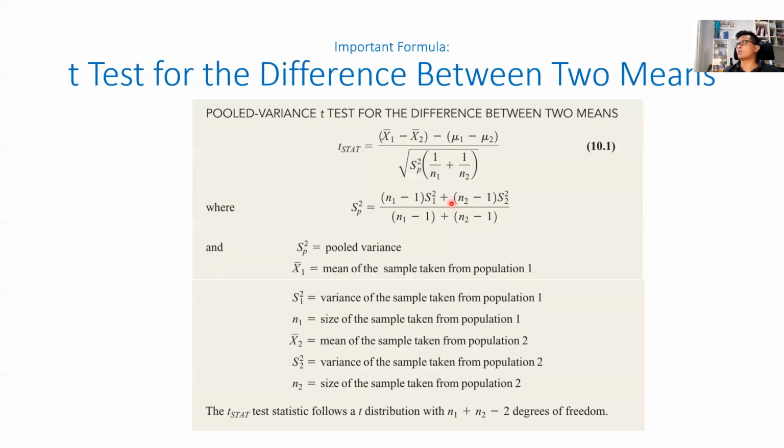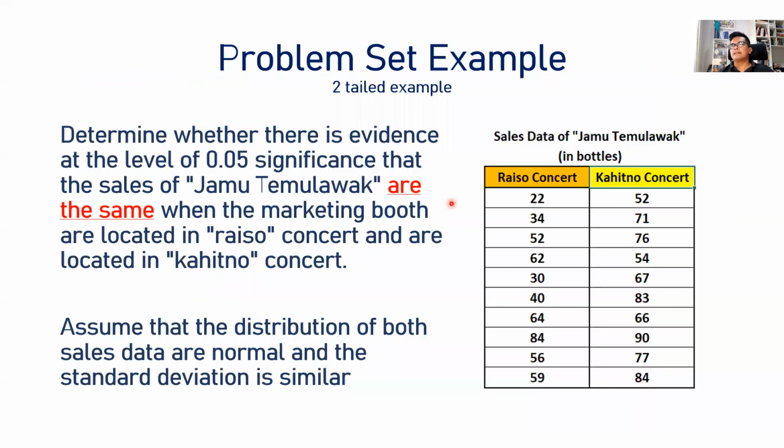Okay, let's go directly to the problem set. Here's a problem set that we have to discuss. Determine whether there is evidence at the 0.05 significance level that the sales of jamu temulawak are the same when the marketing booths are located at the Raiso concert and at the Kahitno concert. Assume that the distributions of both sales data are normal and the standard deviations are similar.